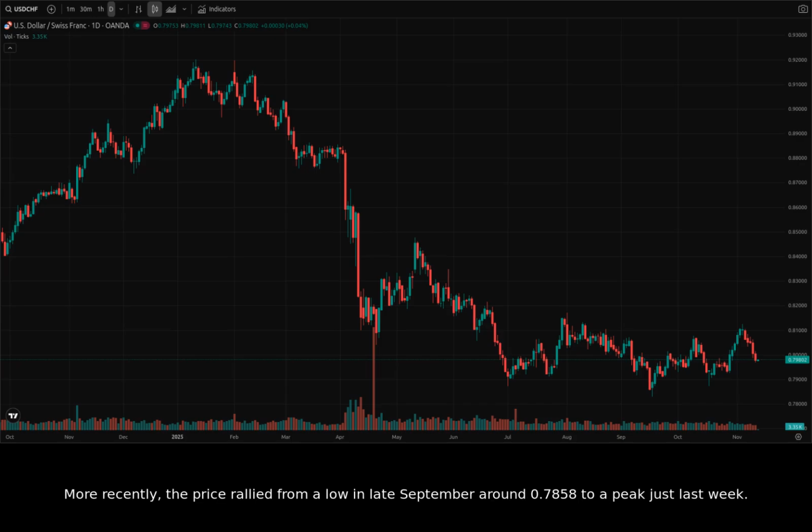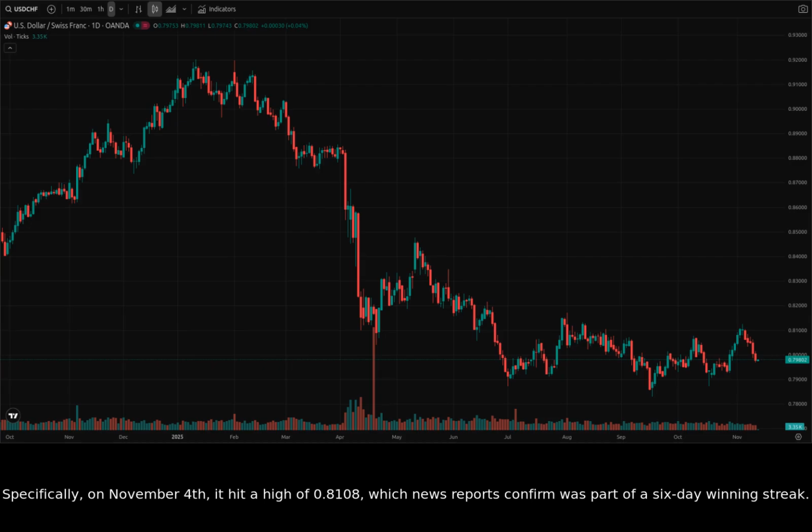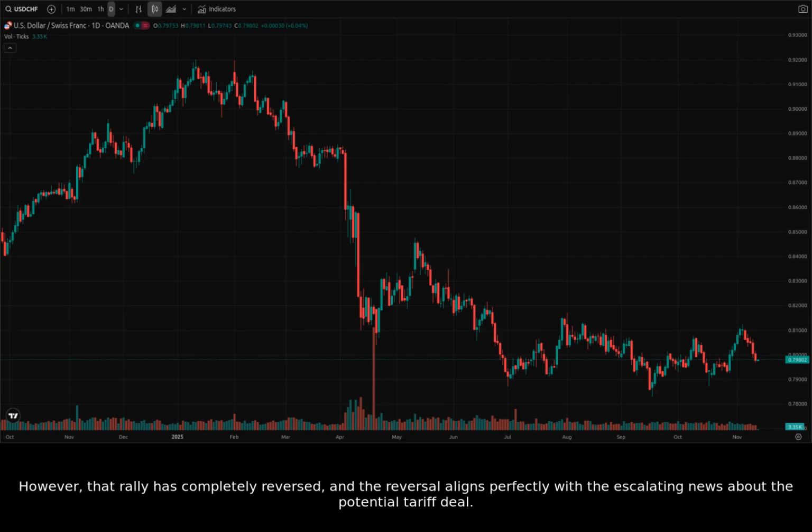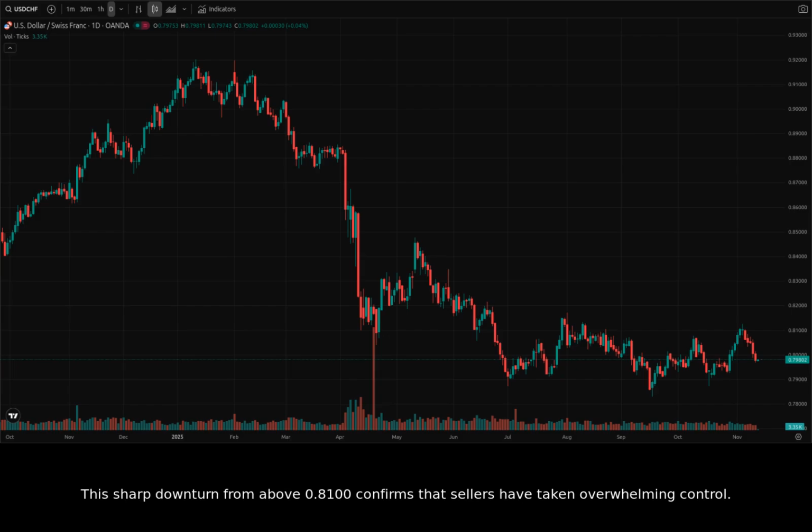More recently, the price rallied from a low in late September around 0.7858 to a peak just last week. Specifically, on November 4th, it hit a high of 0.8108, which news reports confirm was part of a 6-day winning streak. However, that rally has completely reversed, and the reversal aligns perfectly with the escalating news about the potential tariff deal. This sharp downturn from above 0.8100 confirms that sellers have taken overwhelming control.